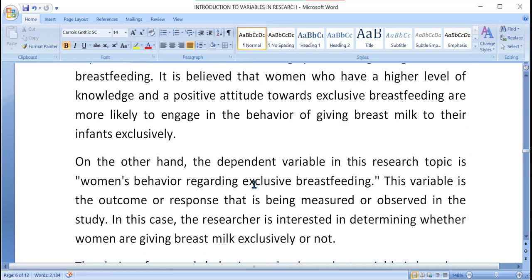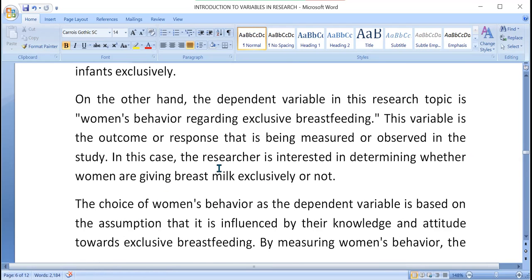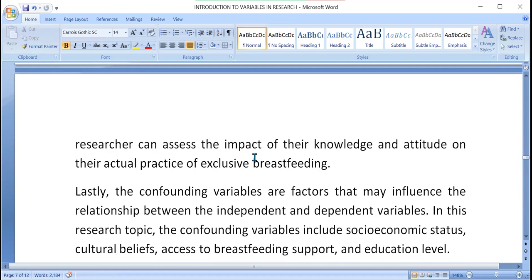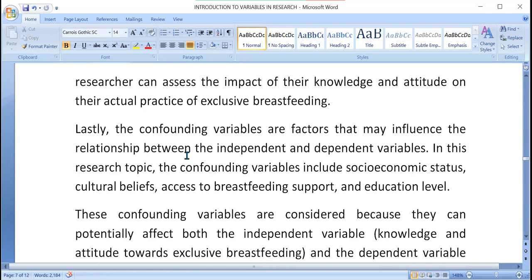On the other hand, the dependent variable in this research topic is women's behavior regarding exclusive breastfeeding. This variable is the outcome or response that is being measured or observed in the study. In this case, the researcher is interested in determining whether women are giving breast milk exclusively or not. So the choice of women's behavior as the dependent variable is based on the assumption that it is influenced by their knowledge and attitude towards exclusive breastfeeding. By measuring women's behavior, the researcher can assess the impact of their knowledge and attitude on the actual practice of exclusive breastfeeding.